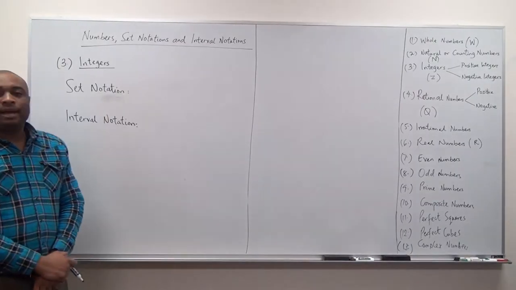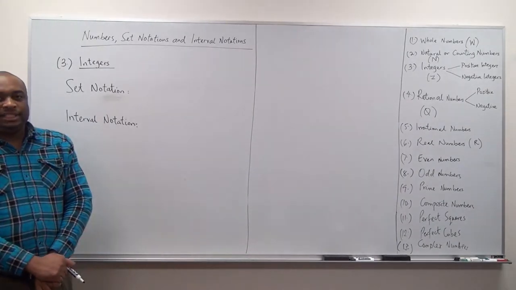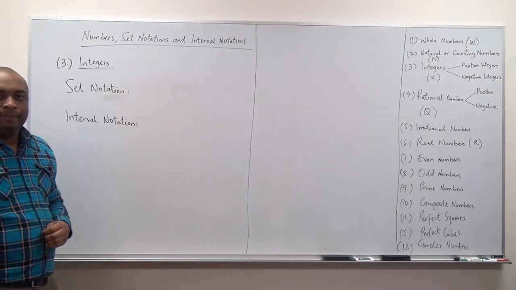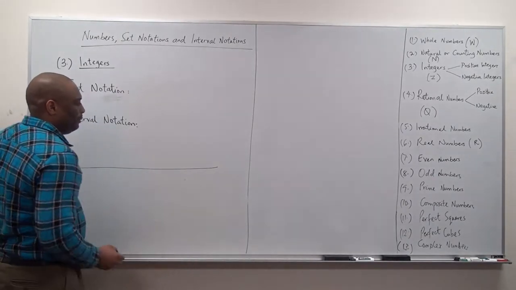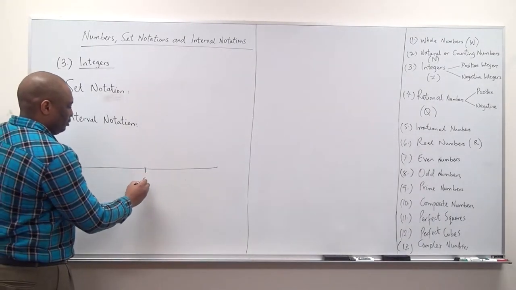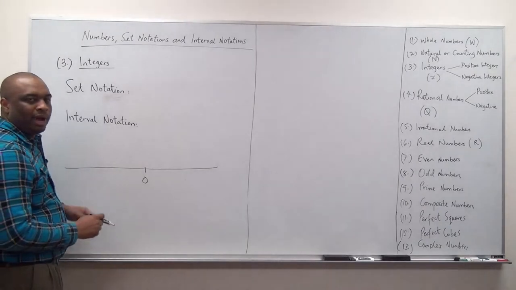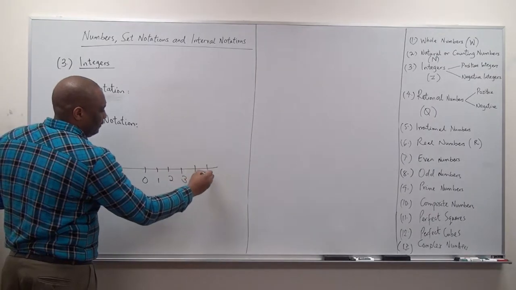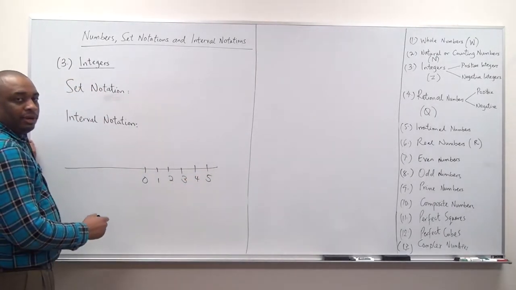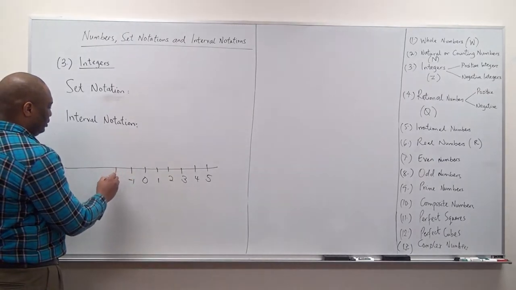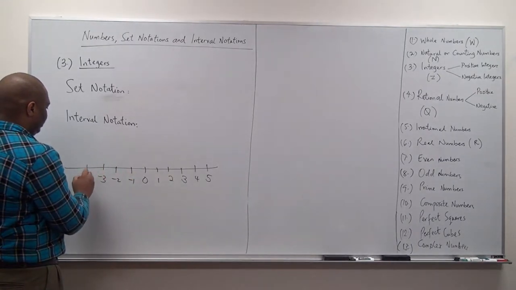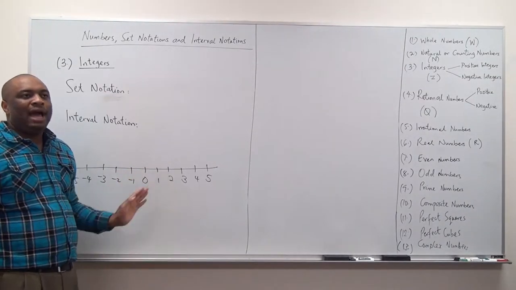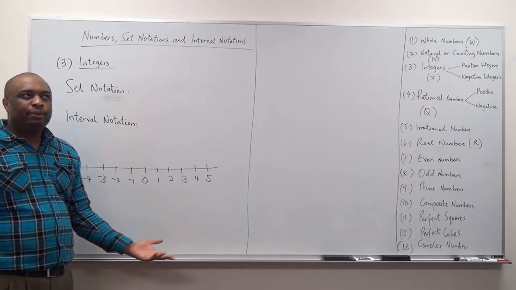The set of numbers we shall be talking about are the integers. For us to understand it, let's look at a number line. When we draw a number line, it consists of the zero. To the right of the zero, you have the positive numbers: 1, 2, 3, 4, 5. To the left of the zero, you have the negative numbers: -1, -2, -3, -4, -5. So this zero divides the negative numbers from the positive numbers.